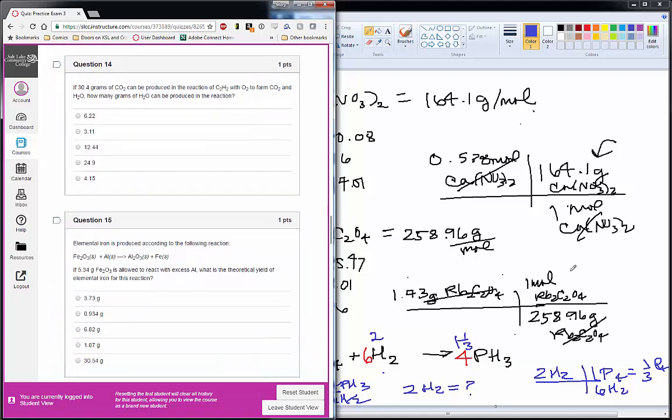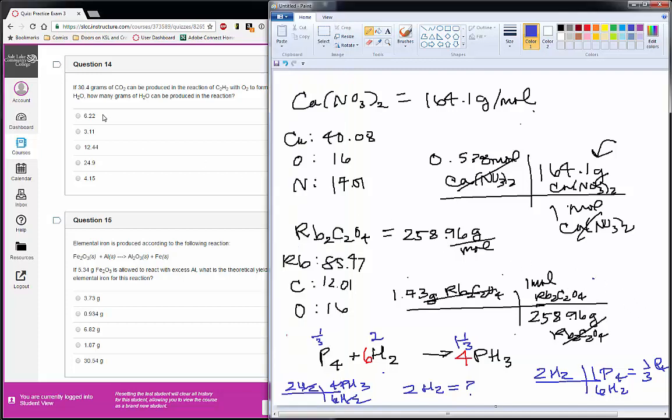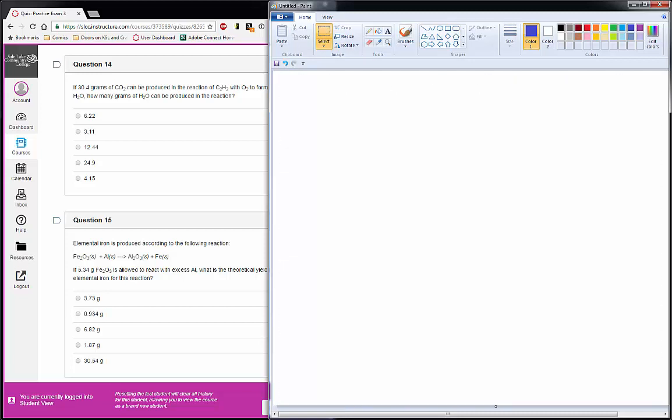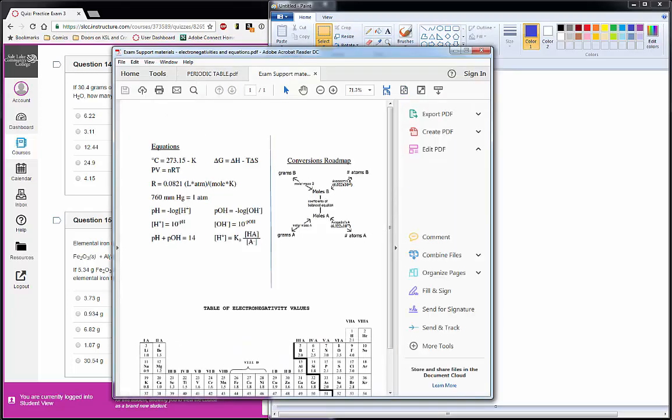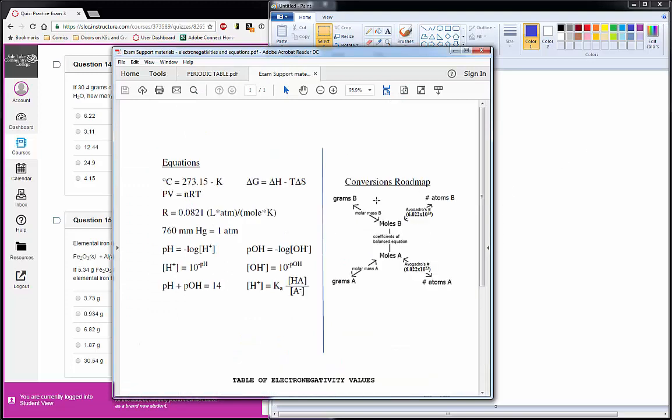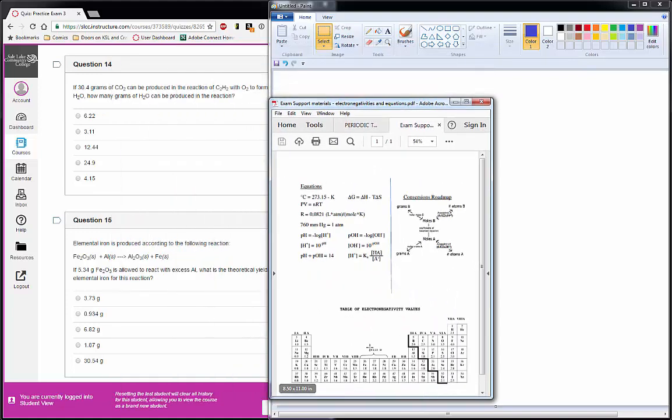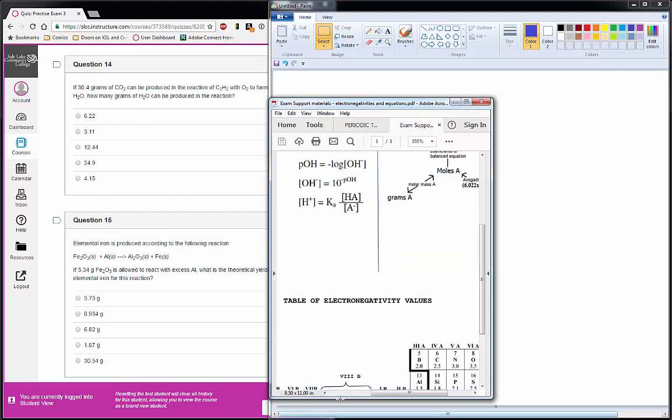Okay, now a gram to gram conversion. Now I can do this because I'm really good at it, but if you're having a hard time knowing where to start and where to end, then please, please, please take advantage of the conversions roadmap that is given to you on the test. I give this to you on the test. And what this does is it tells you how to do these problems. If you know where you're starting and where you're ending, you can do these problems. So let me zoom in on just that roadmap.